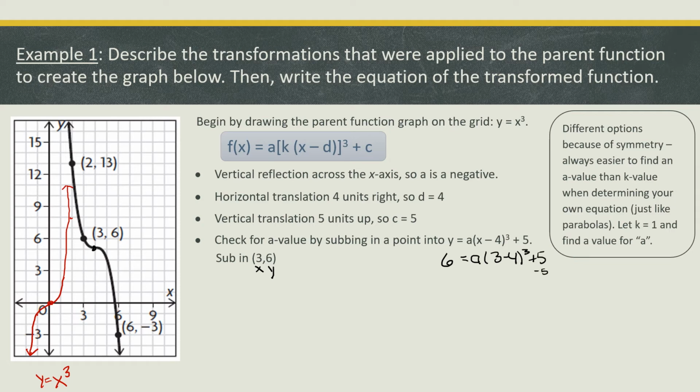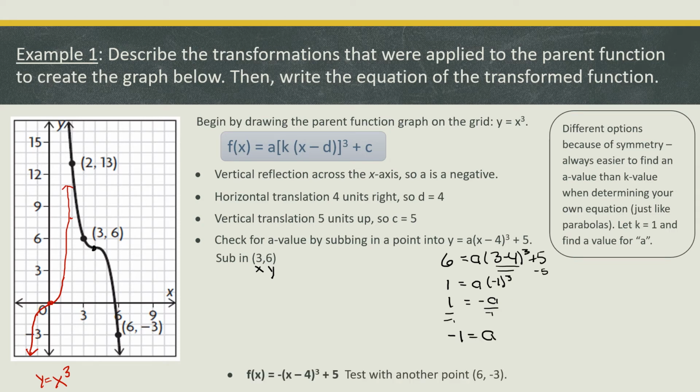I'm going to bring the 5 over here, minus 5, so that's going to be 1 equals A times, and 3 minus 4 is negative 1. Negative 1 cubed is still negative 1. So that's negative 1A. Divide both sides by negative 1, and we get negative 1 equals A. So that's our A value.